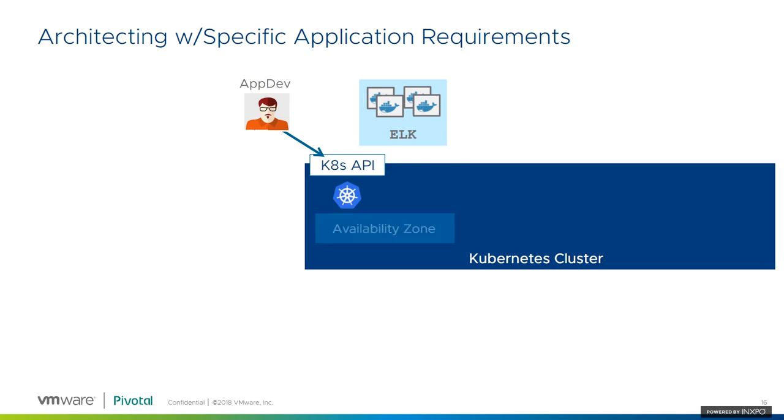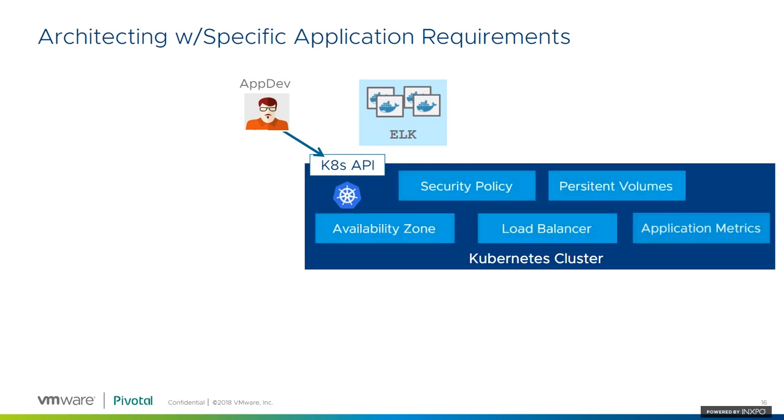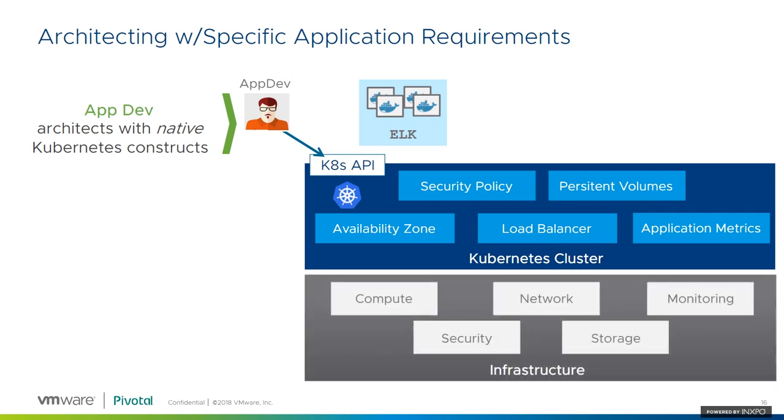And so what they do is they look down at Kubernetes and they leverage the abstractions in Kubernetes, things like availability zones, security policy, load balancer, persistent volumes, right? Getting application metrics. They want that out of their Kubernetes cluster. Okay. Kubernetes gives you a way to define all these things, but it does not give you the technology to actually implement the thing. What I mean by that is we're going to have to take each one of these and map them down to an actual infrastructure technology.